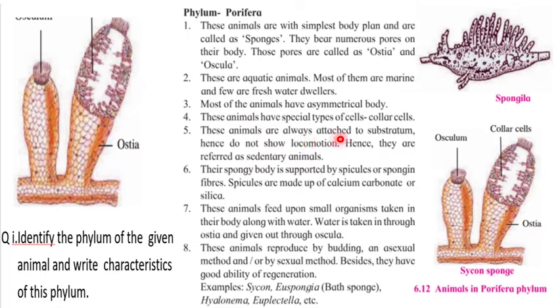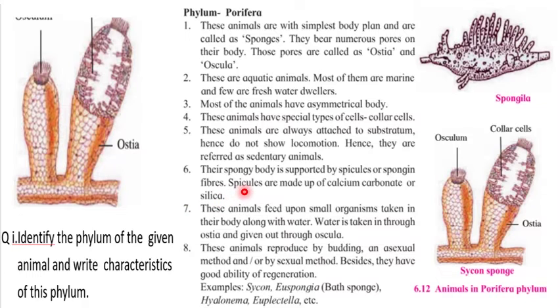These animals are always attached to the substratum, so they do not show locomotion. Hence, they are referred to as sedentary animals. This can be asked as a reason also. Here, friends, you can read characteristics 6, 7 and 8 to prepare for the MCQ questions.